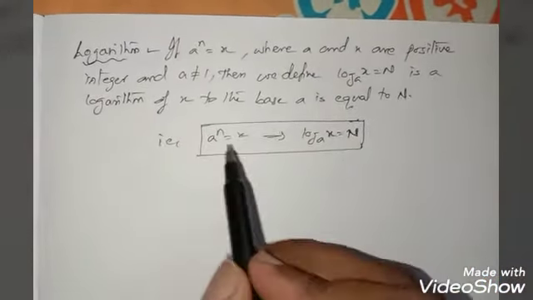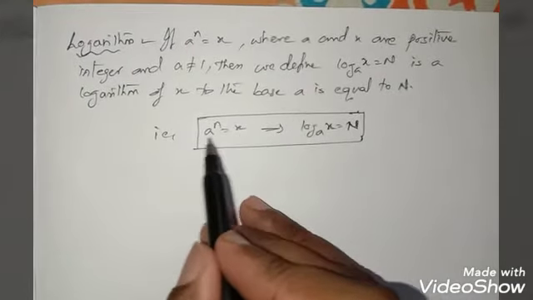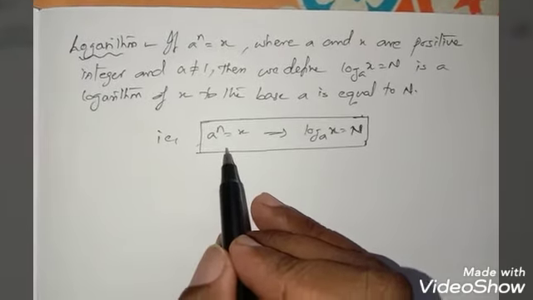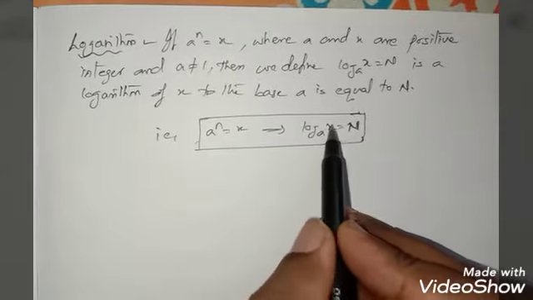So in normal exponents, a to the power of n is equal to x is a formula to find an exponent value, right? So converting these exponents in terms of a logarithm, log base a x is equal to n.